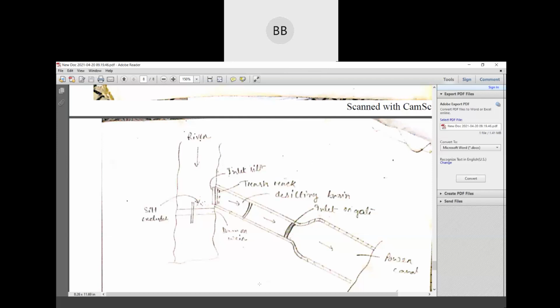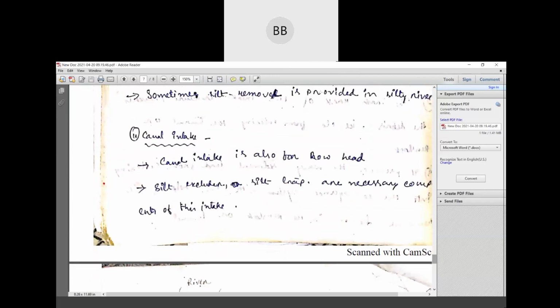So you have already drawn its structure. So you can write the first point. This is also your low head scheme. This is also for your low head scheme.